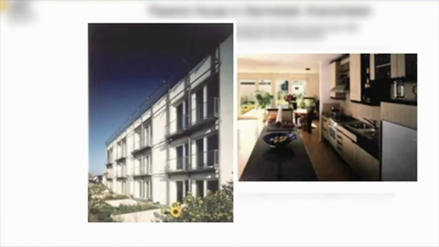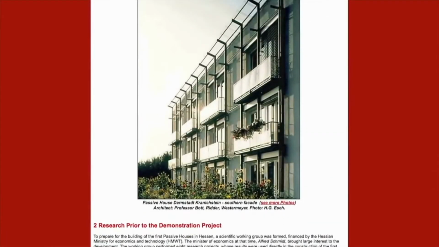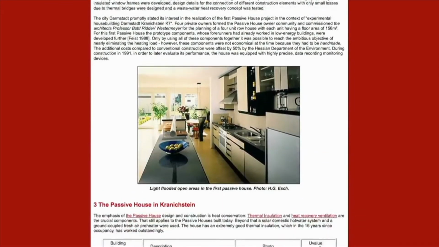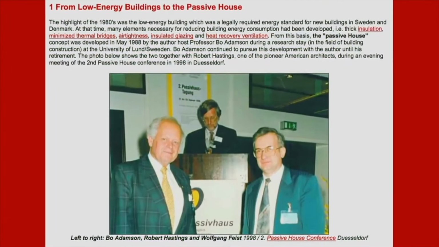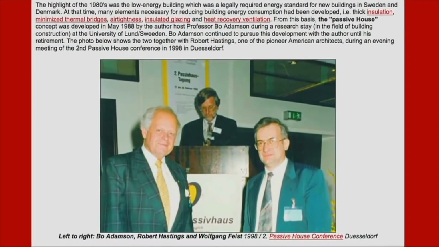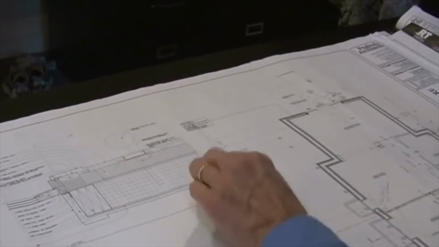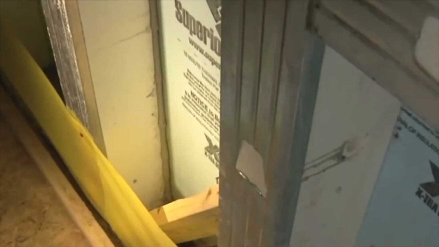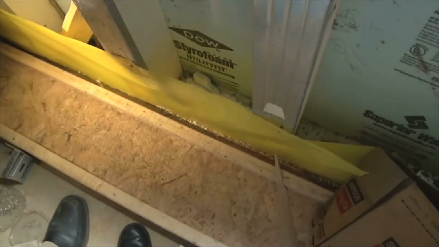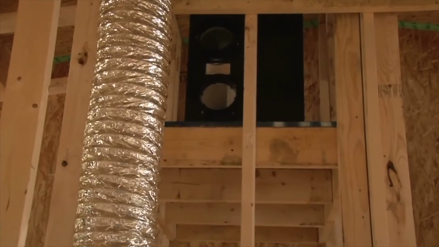The first passive home was an apartment building in Darmstadt, Germany, built about 20 years ago with the help of 2 physicists, one of whom went on to found the Passive House Institute in Darmstadt. They developed a methodology and they developed an energy modeling software that people like me can use who are not physicists.